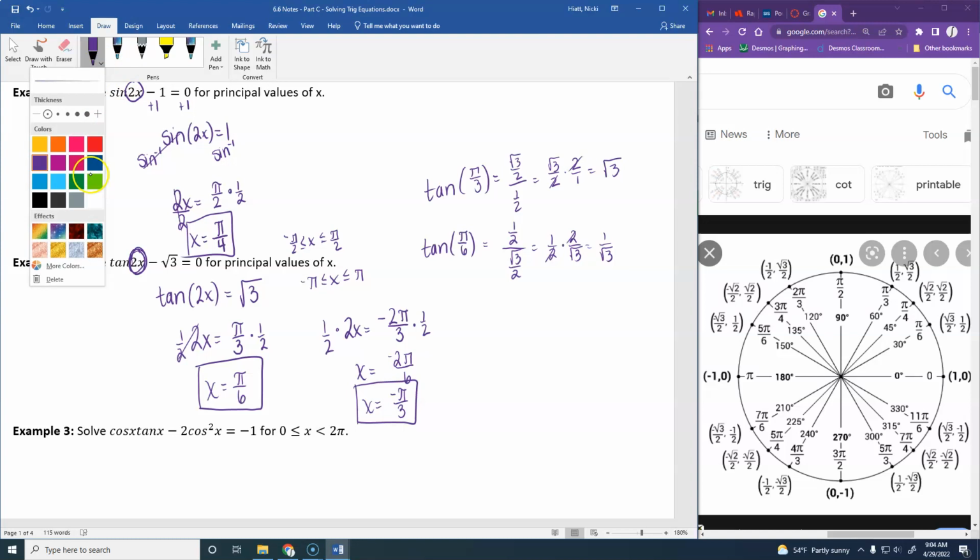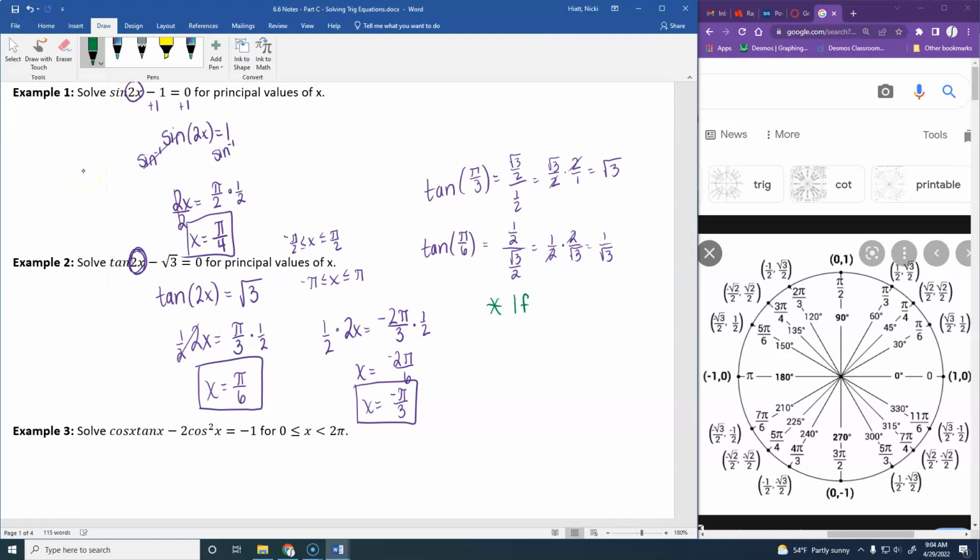So let's make ourselves a note of what we're doing there. If you are dividing by 2 at the end of the problem, double the area of the unit circle that you consider.